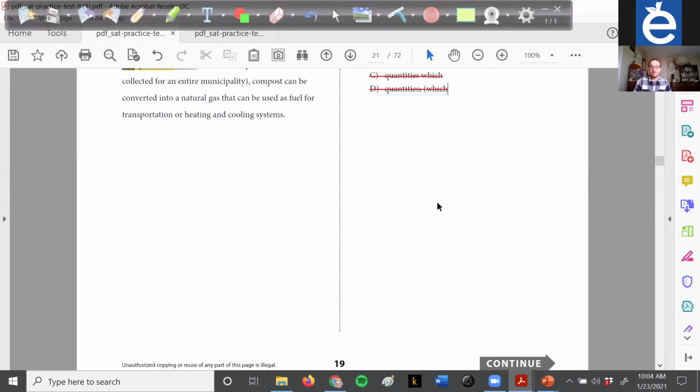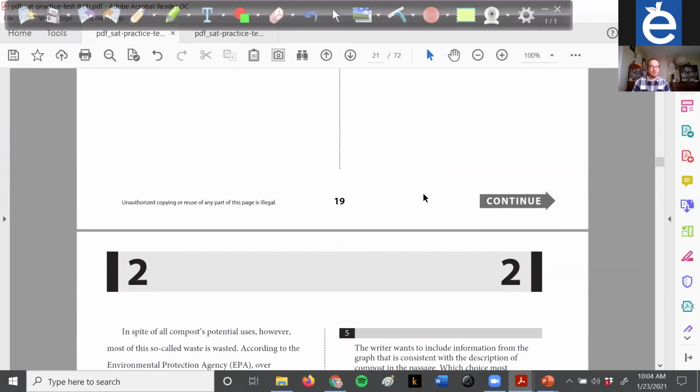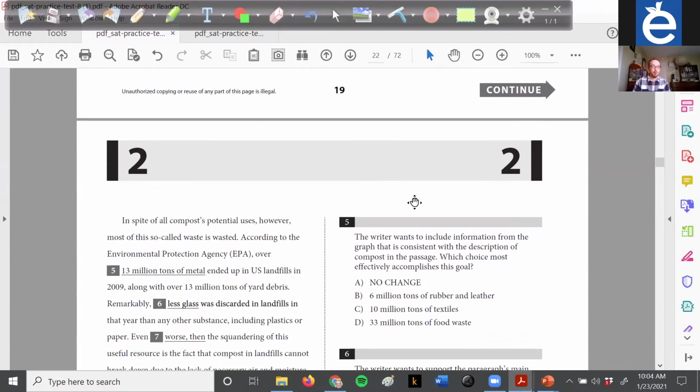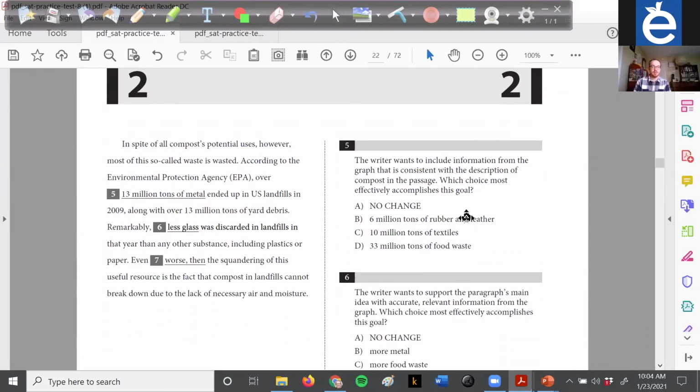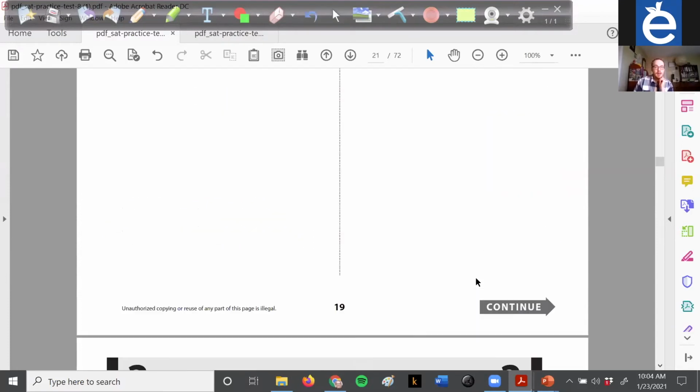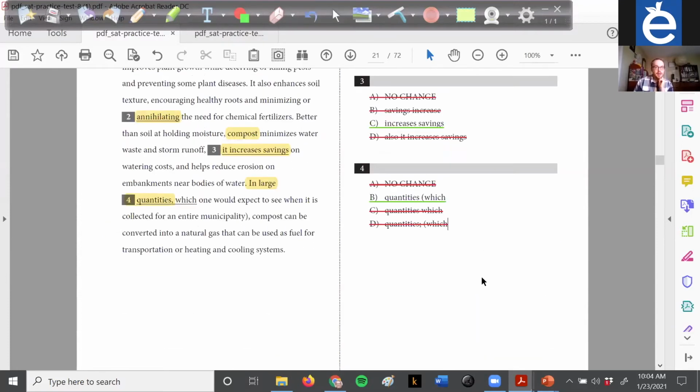And again, this is taking me a while because I'm explaining it out loud. But once you guys know these rules, you're going to be zipping through these questions. Okay, yes, where were we? We finish that sentence.